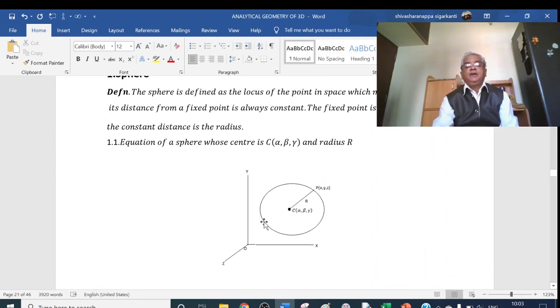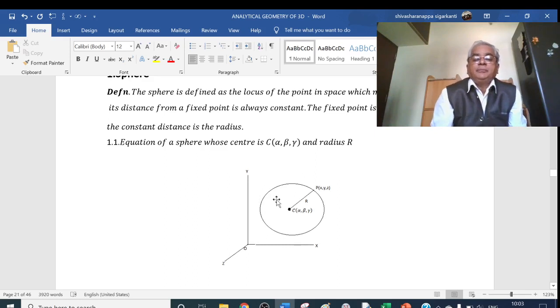See here, this is the sphere. We know that there is a center and a radius. If C is the center of the sphere and P is any point of the sphere, then the distance CP is nothing but the radius of the sphere.